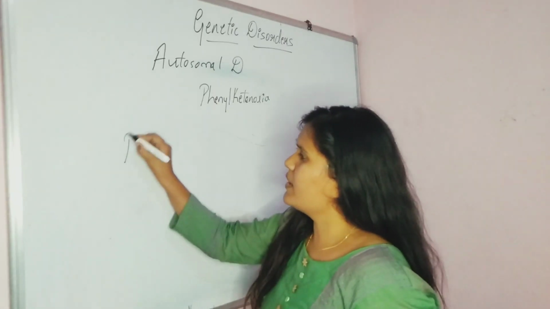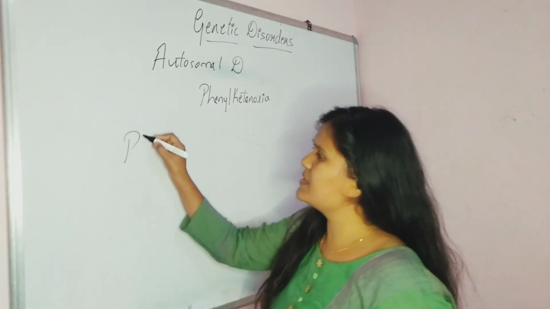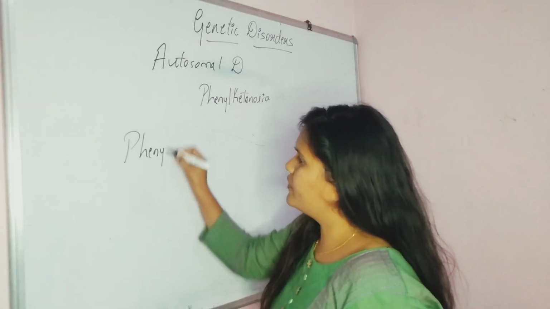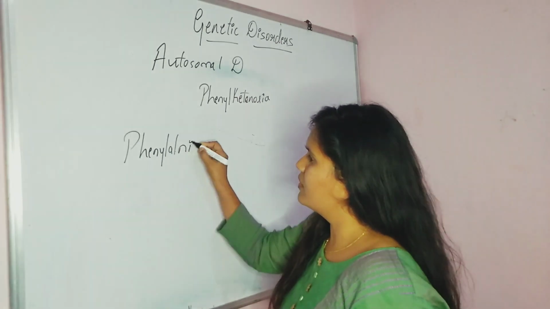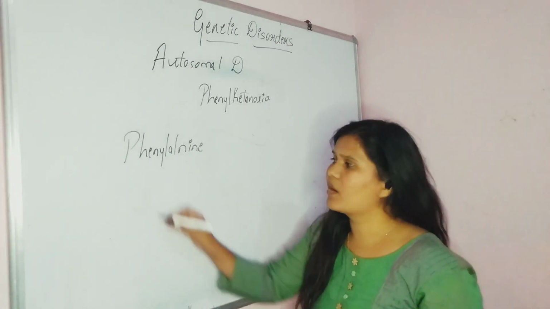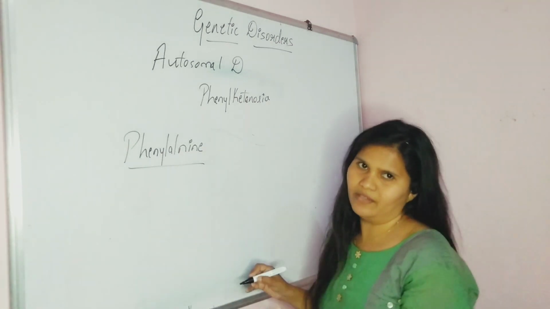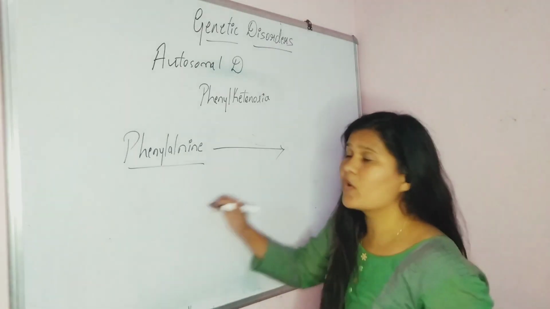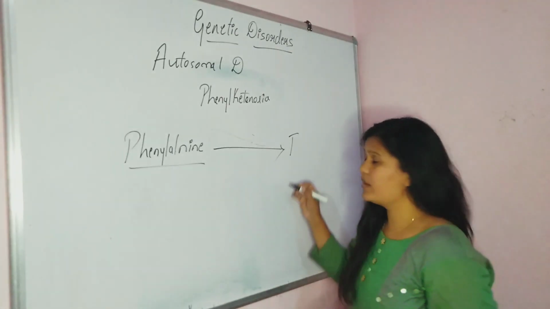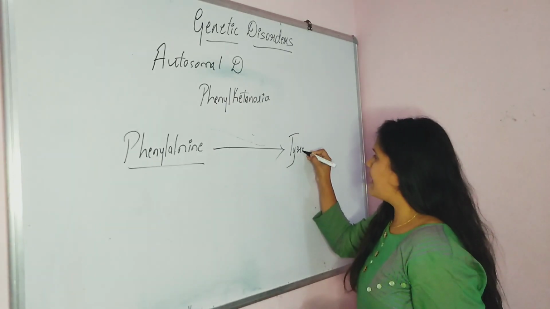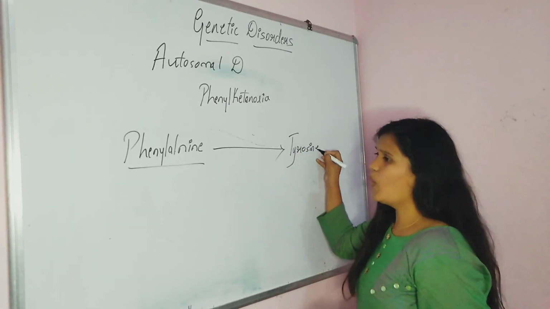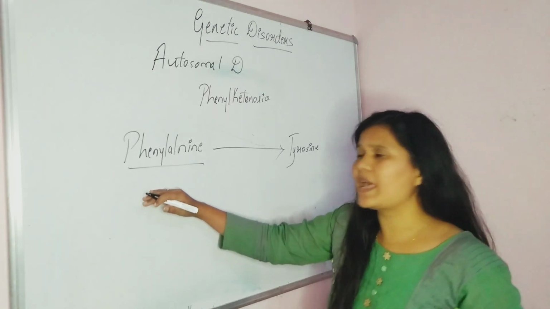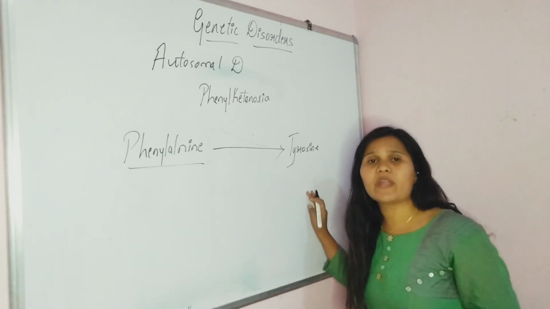So in our body there is the presence of an amino acid called phenylalanine, and this will produce another amino acid, that is tyrosine. So how will this phenylalanine get converted into tyrosine?